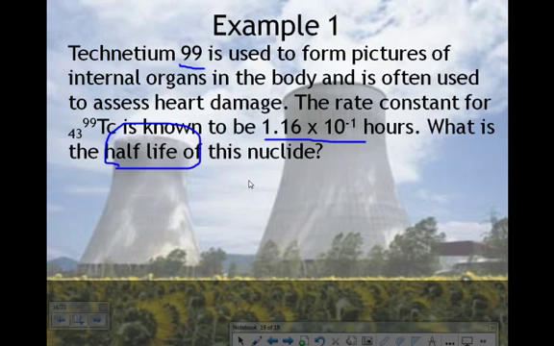Remember our equation for half-life? T1/2 is equal to 0.693 over k. And in our problem, we were given k equal to 1.16 times 10 to the minus 1 hours. I want you to see me putting this into my calculator, but let's see, what numbers do we use? 0.693 divided by 1.16 times 10 to the minus 1.